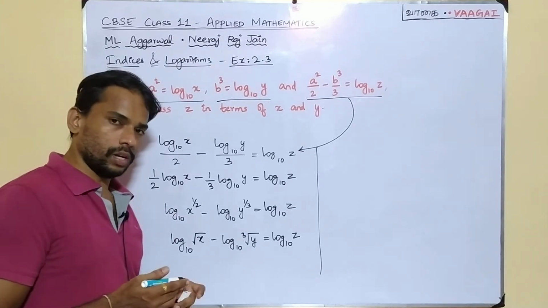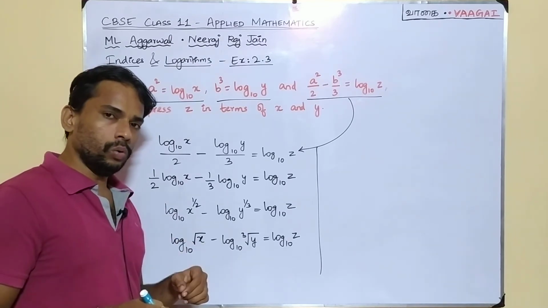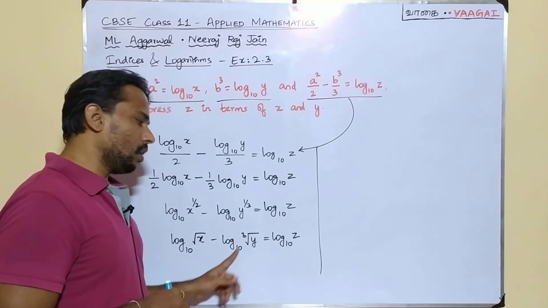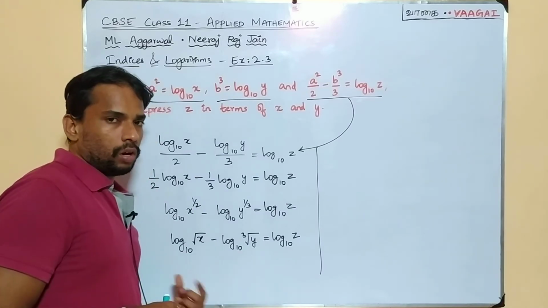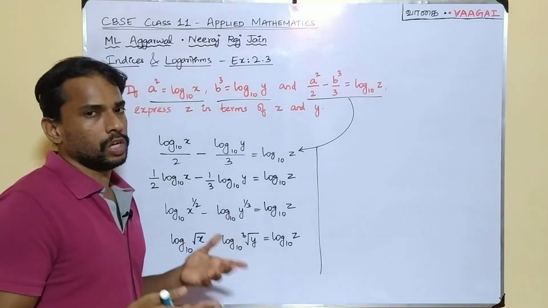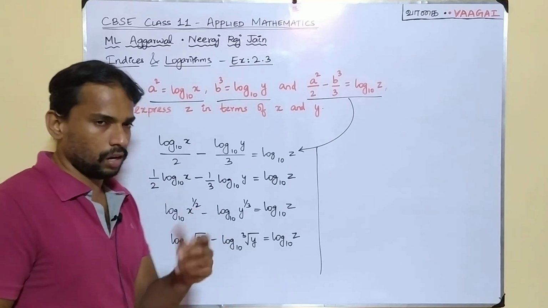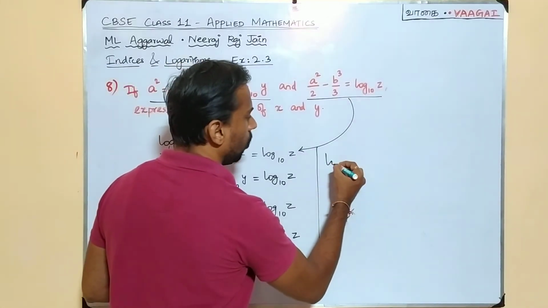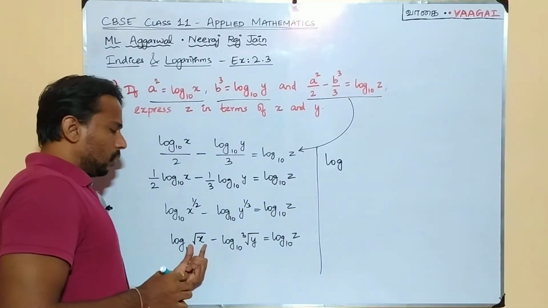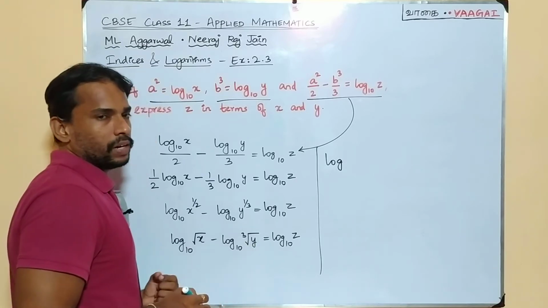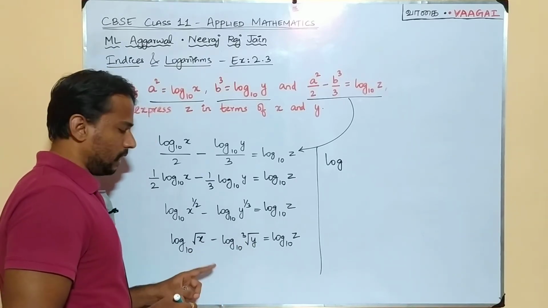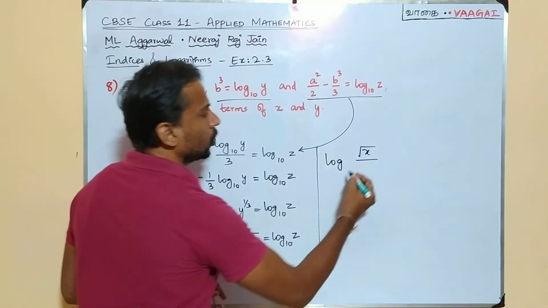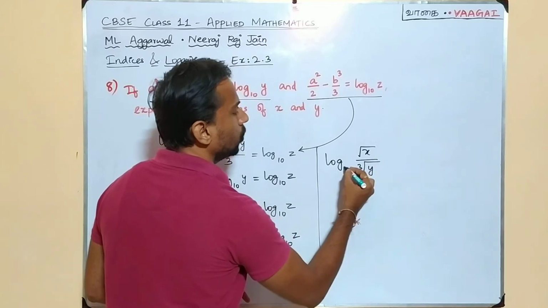What next we can do here is use the quotient rule, because we have log of one value minus log of the other value. Once two log values are getting subtracted, we can use the quotient law, the second law. So once we use it, we have log of, here root x and here cube root of y, and they both get divided. That is square root of x divided by cube root of y, to the base 10.